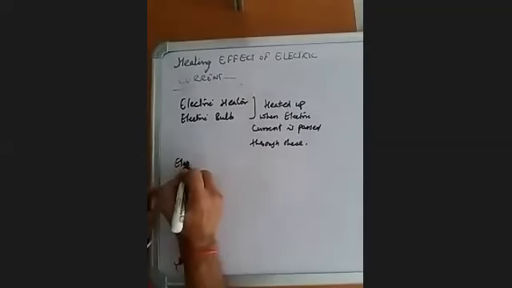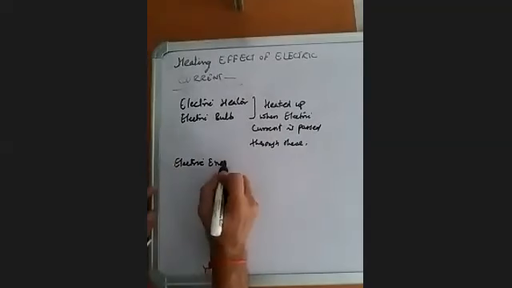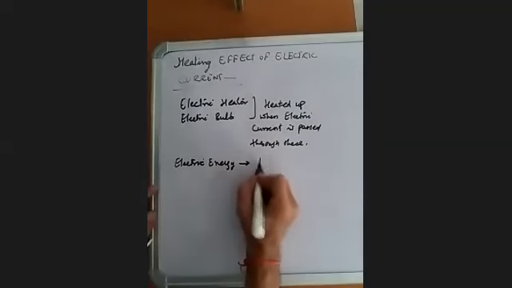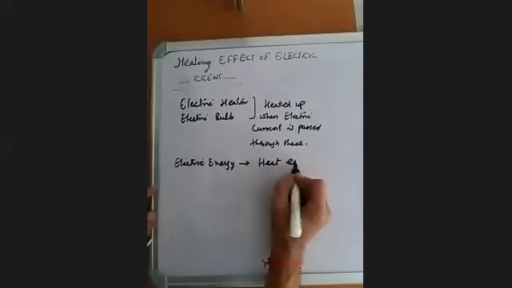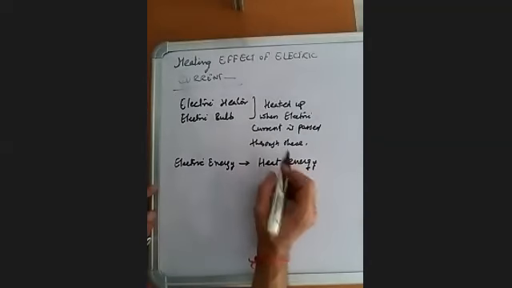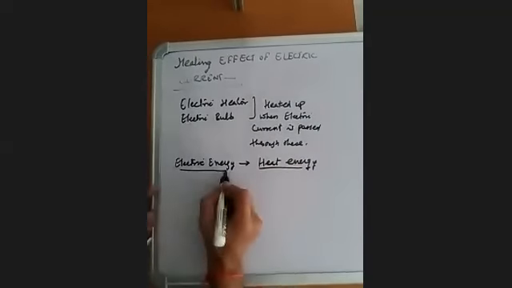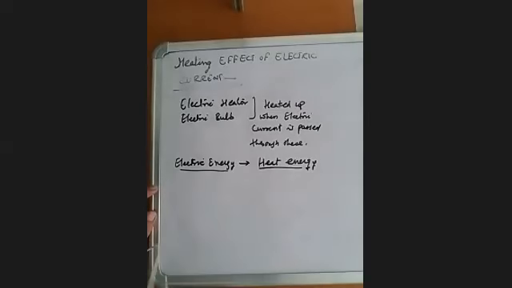Electric energy that is being supplied by the battery is converting into heat energy, because for heat to be generated, energy is required. So where is the energy coming from? It is coming from the electric energy of the battery or a cell. And how heat is generated, let us understand this.